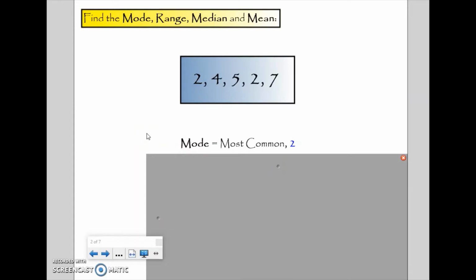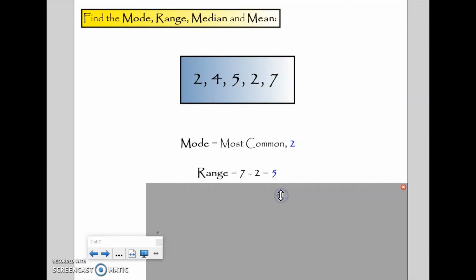Then we need to have a look at finding the range. To find the range of a data set, you find the largest number and you find the smallest number in the data set, and you do a subtraction to find the range between these two numbers. So you're finding how far the data stretches from the largest value to the smallest value. So the range in this data set would be 7 subtract 2. It's going to take us to a range of 5. The data is spread over a range of 5.